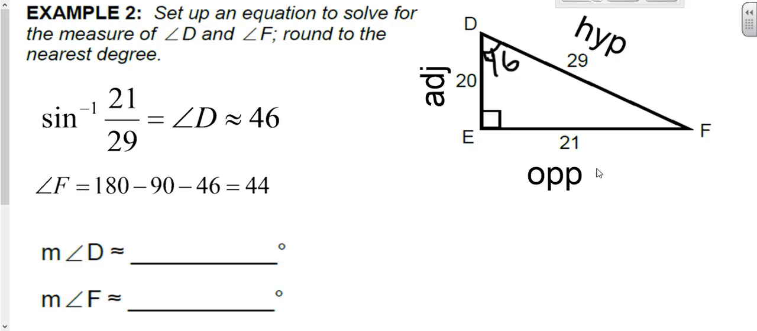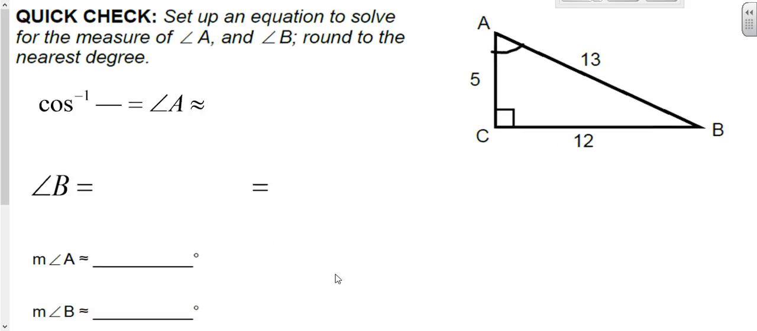So remember that whenever you have two angles, you don't have to set up a trig function. We know the 90 and the 46. The third one's always easy to find, just using regular geometry. No trig. If you have any questions, let me know. Let's look at the next example.